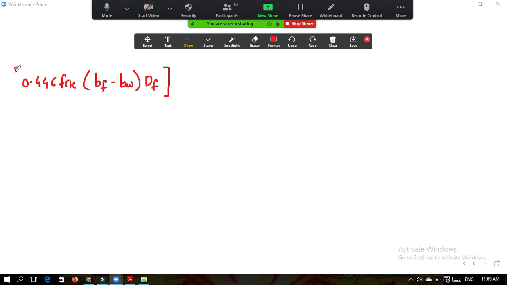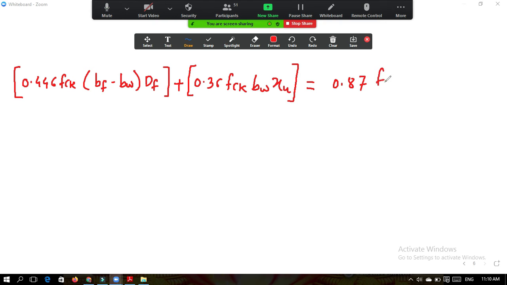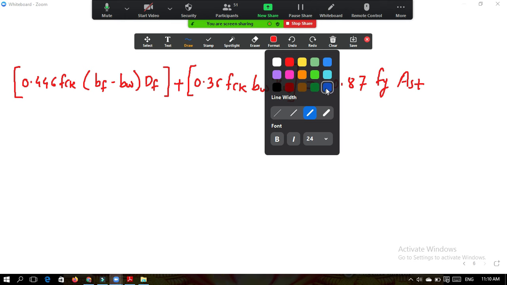This is the first bracket, CUF plus CUW. It is 0.36 FCK BW into XU, which is equal to 0.87 FY.